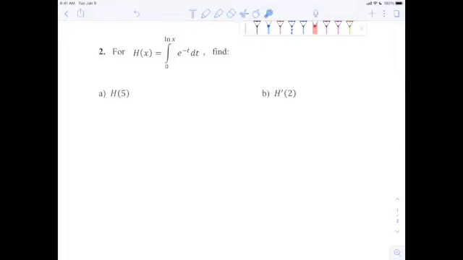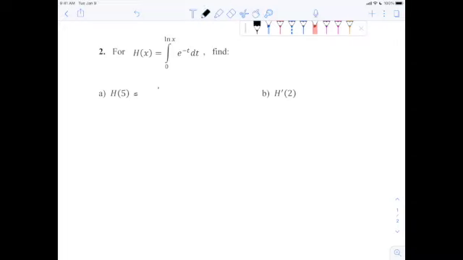Okay, so here is another problem and two questions based in this scenario. So just so you see the difference here, we have h of x is the definite integral from 0 to ln of x of e to the -t dt. And part A is asking you for h of 5, not the derivative, h of 5. So this means, hey, I've got h of x. It means to put x here. So h of 5 is to put 5 there.